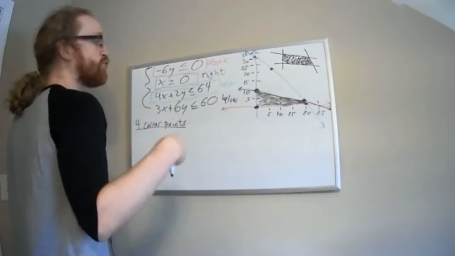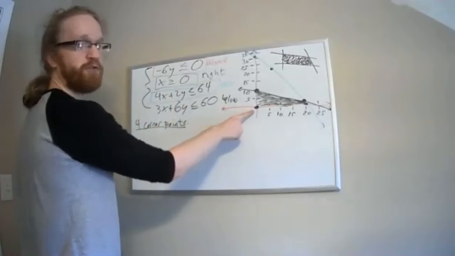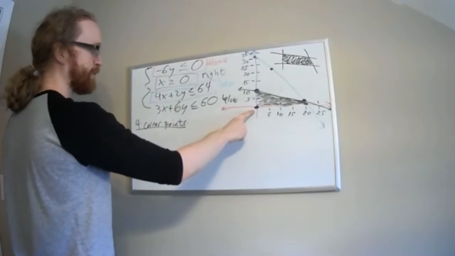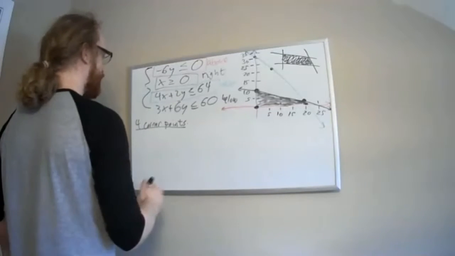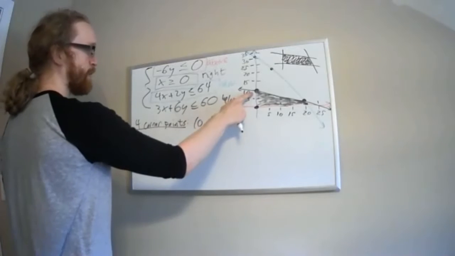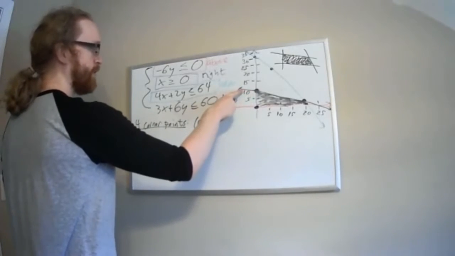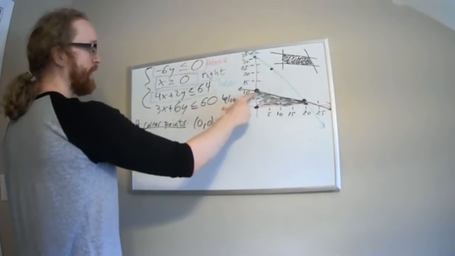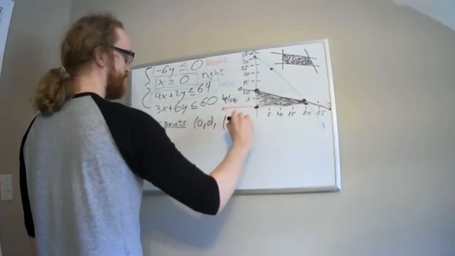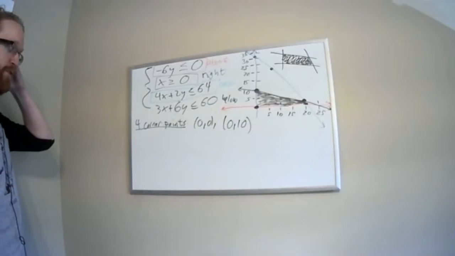Now, 2 of our corner points are sort of obvious. I know there's 0, 0. That's where x equals 0 and y equals 0 intersect, the red and the purple lines. So I know I have 0, 0. I also know that I have 0, 10, because that's the y-intercept of the black line, and it's intersecting the purple line, which was the y-axis. So I have 0, 10. So those 2 are sort of obvious.